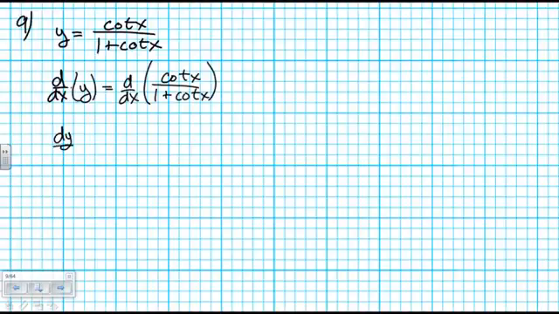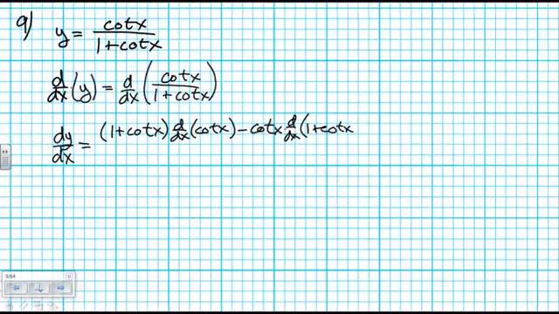dy/dx is the result of the left-hand side. The right-hand side will be a quotient rule: bottom times the derivative of the top, minus the top times the derivative of the bottom, and that's all over the bottom squared.